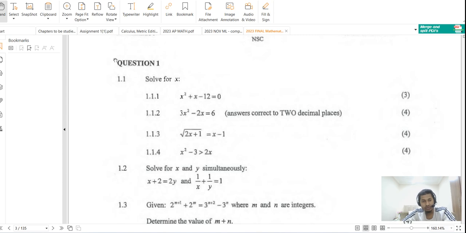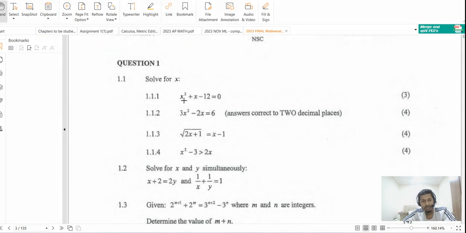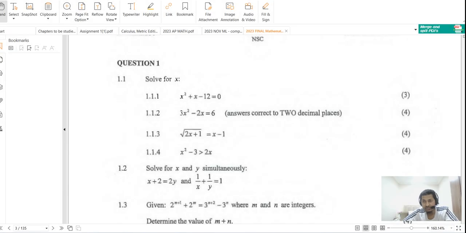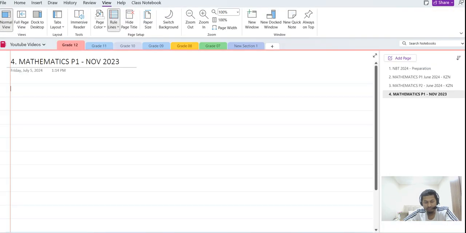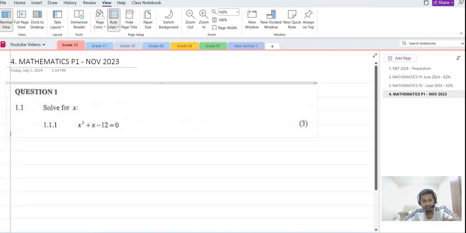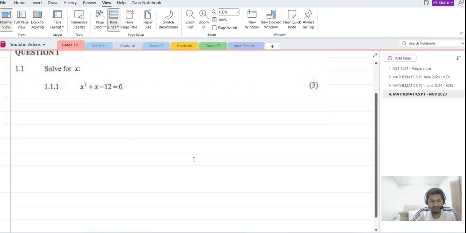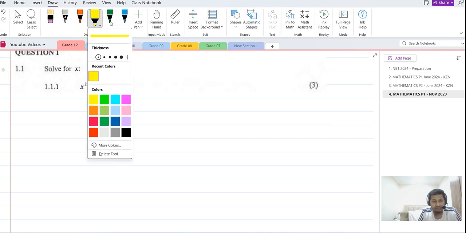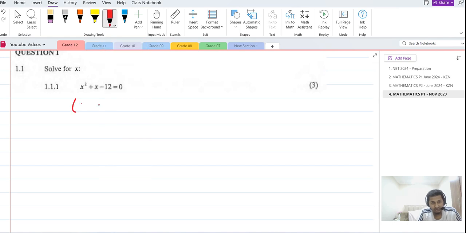So question 1.1.1 says solve for x, and we want to solve this question: x squared plus x minus 12. How do we solve this question? In order to solve this question, we need to factor them out, or you can use a calculator. I'll show you how to use a calculator just now.